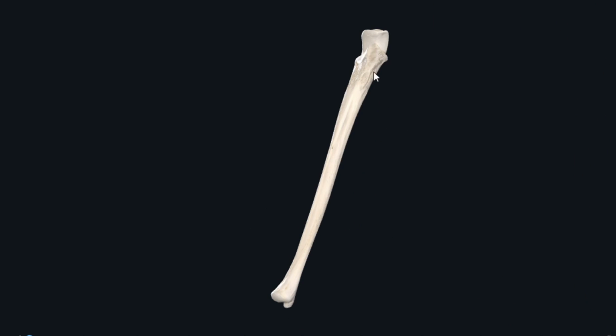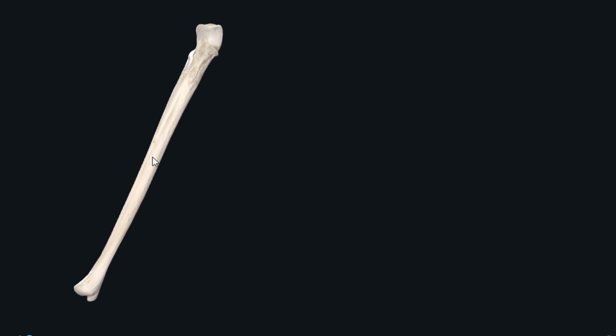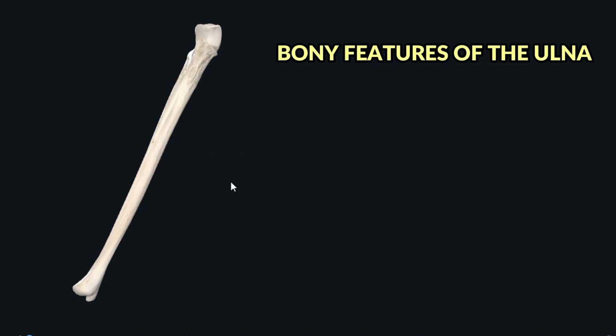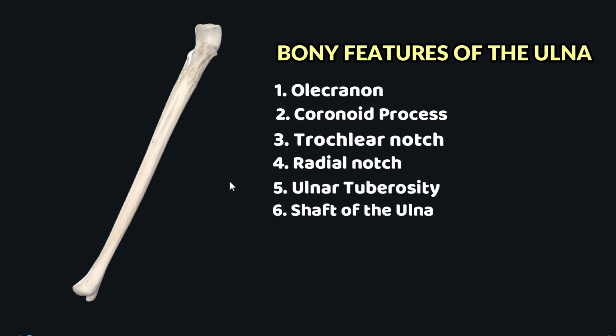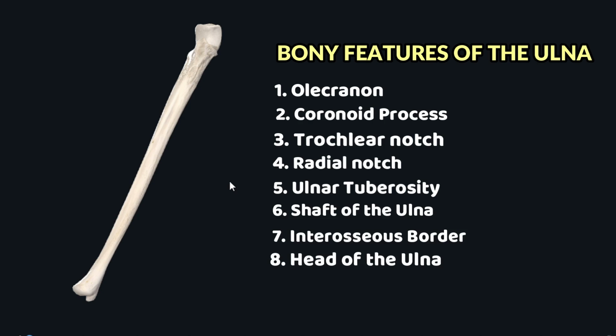So the ulna is this typical long bone on the medial side of the forearm, and it has the following bony features: the olecranon, the coronoid process, the trochlear notch, the radial notch, the ulnar tuberosity, the body or shaft of the ulna, the interosseous border, the head, and the styloid process.